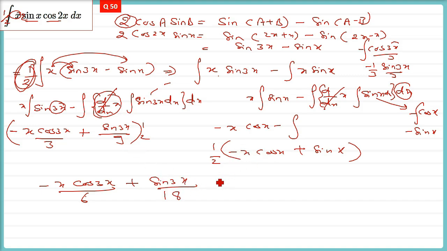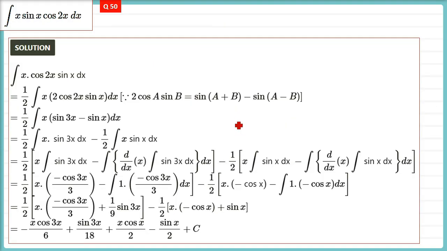This is negative x cos x divided by 2, but we have a negative sign preceding, so you have to make it positive. I'm changing it here only. So this term will be x cos x divided by 2. I have taken care of the sign now. Negative sin x divided by 2 plus constant of integration. This is your final result. So this is the reference for you.